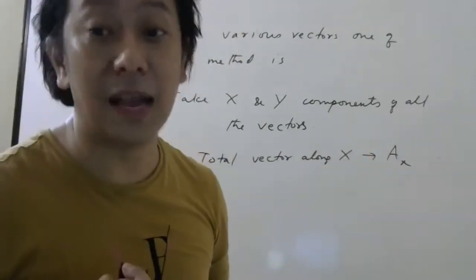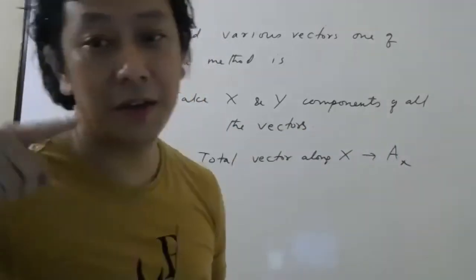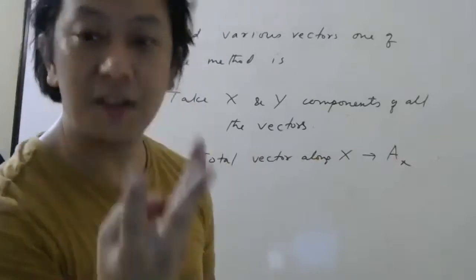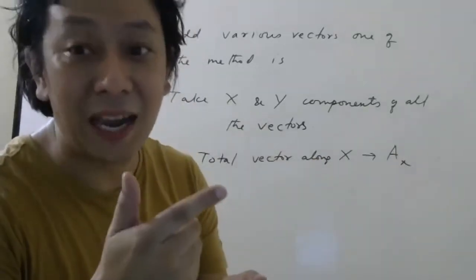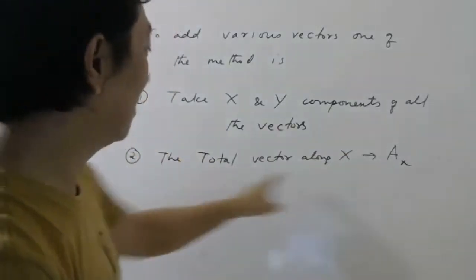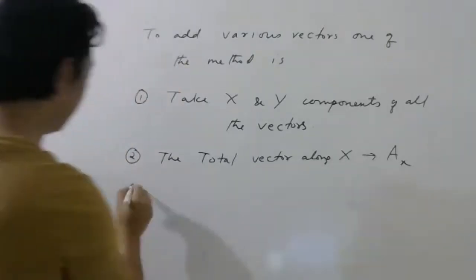And sometimes it may be like this. 5 is here, 2 is here. Then total will be how much? 5 is here, 2 is here, then 3, like that. So once you take components, it will be very easy to add along the x-axis. So find the total vector along x first.